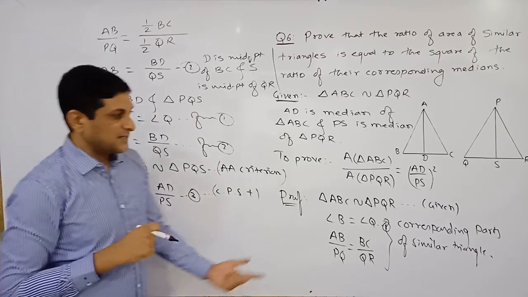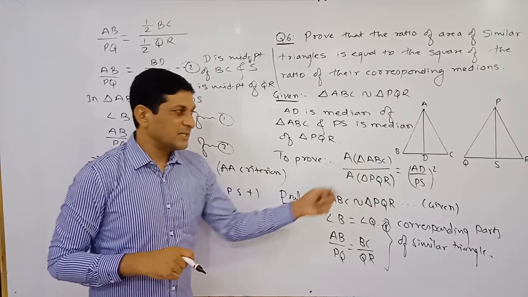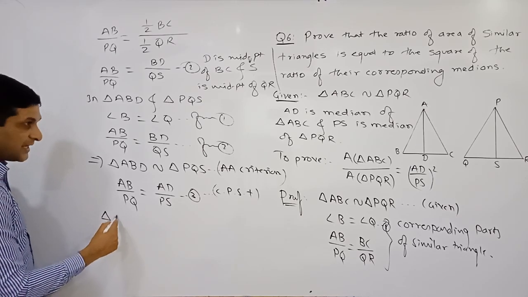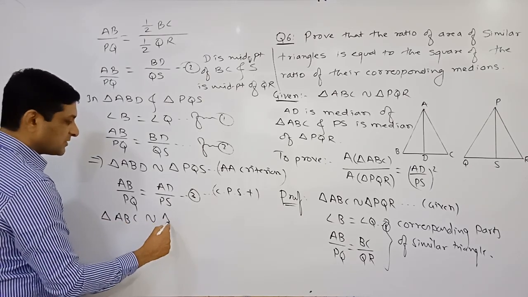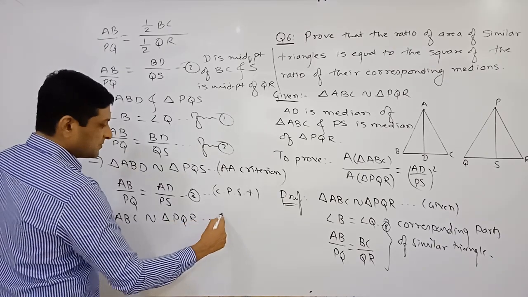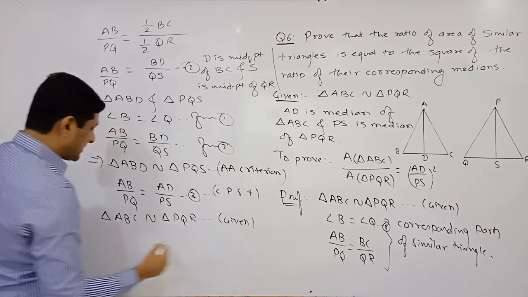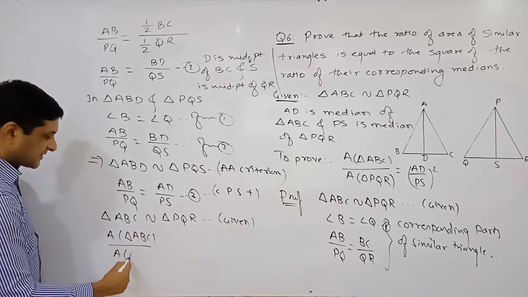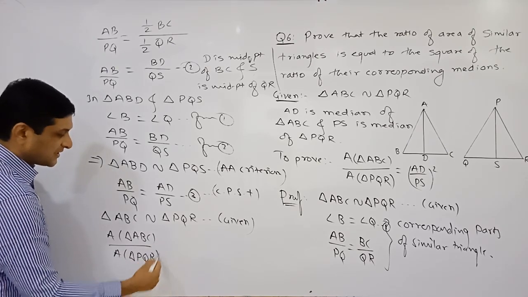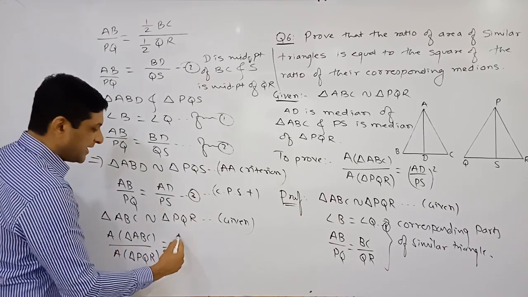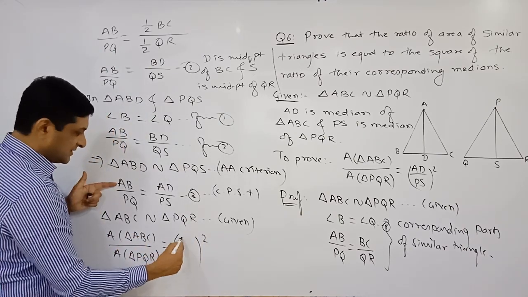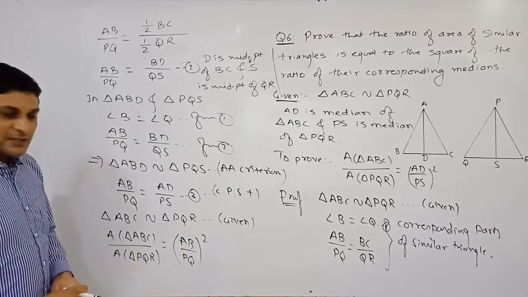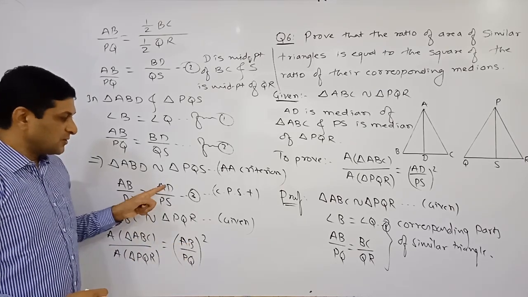Now we are using the given condition that triangle ABC is similar to triangle PQR. Since these two triangles are similar, we can say that area of triangle ABC upon area of triangle PQR, the ratio of areas of two similar triangles, is equal to the square of the ratio of corresponding sides. AB is the side of triangle ABC, and PQ is the side of triangle PQR.